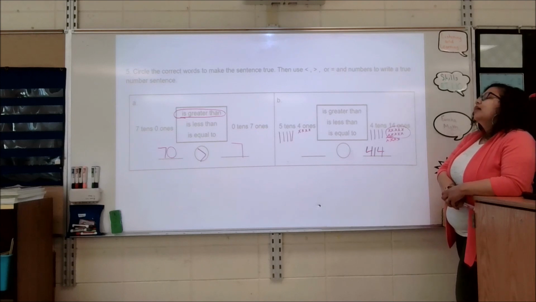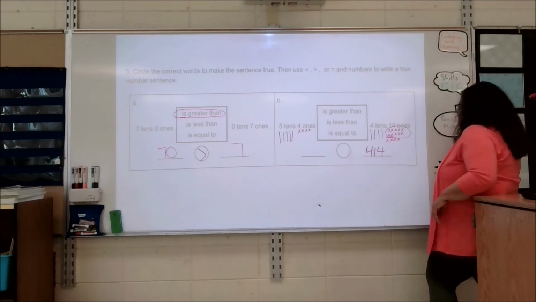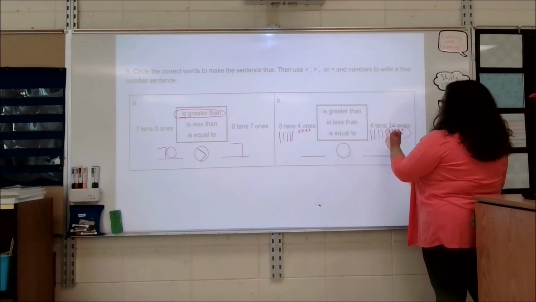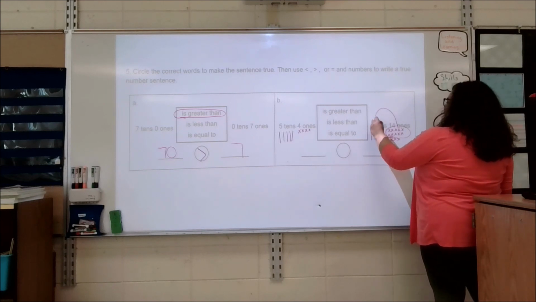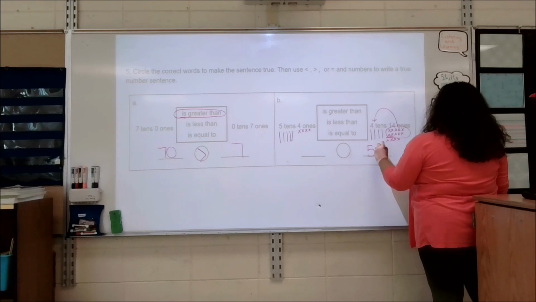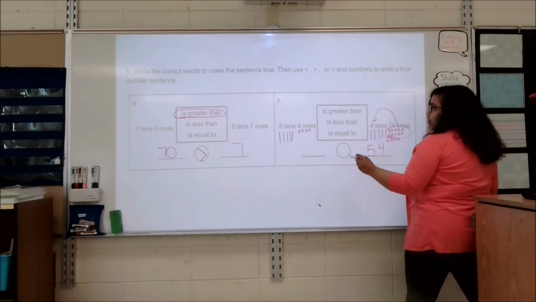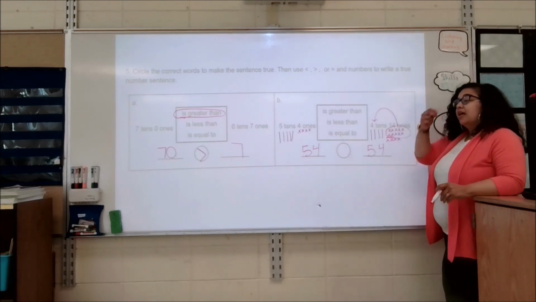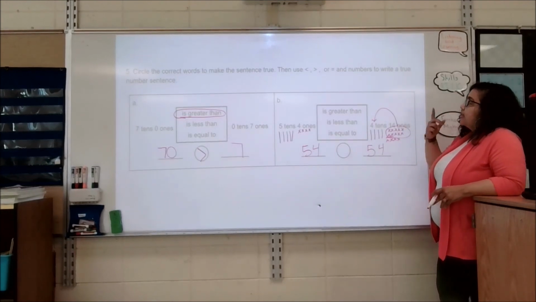Absolutely not. Because that is 414. That is not it. No. We move this group of tens to the tens place, and we now have 5 tens, and there's 4 remaining ones. And this is still 5 tens and 4 ones. Meaning 5 tens and 4 ones is blank.